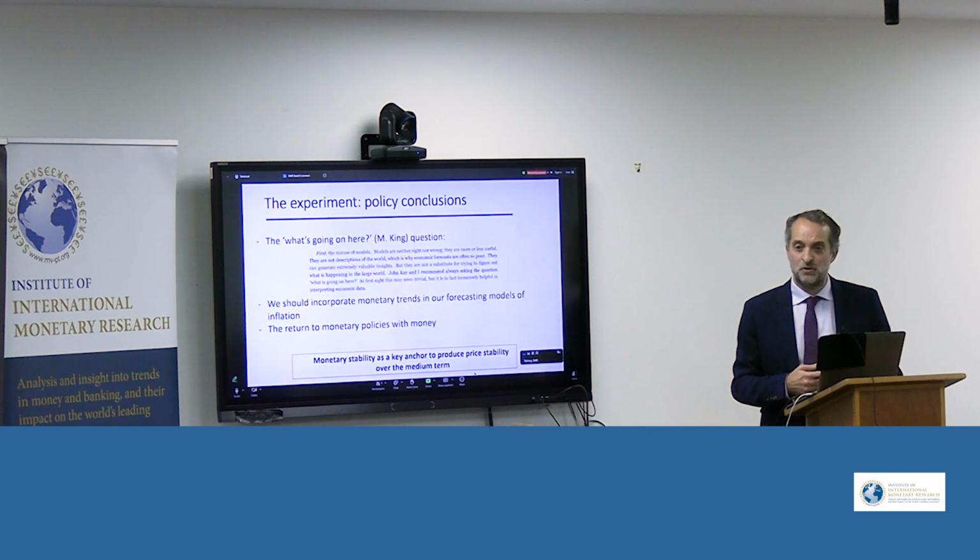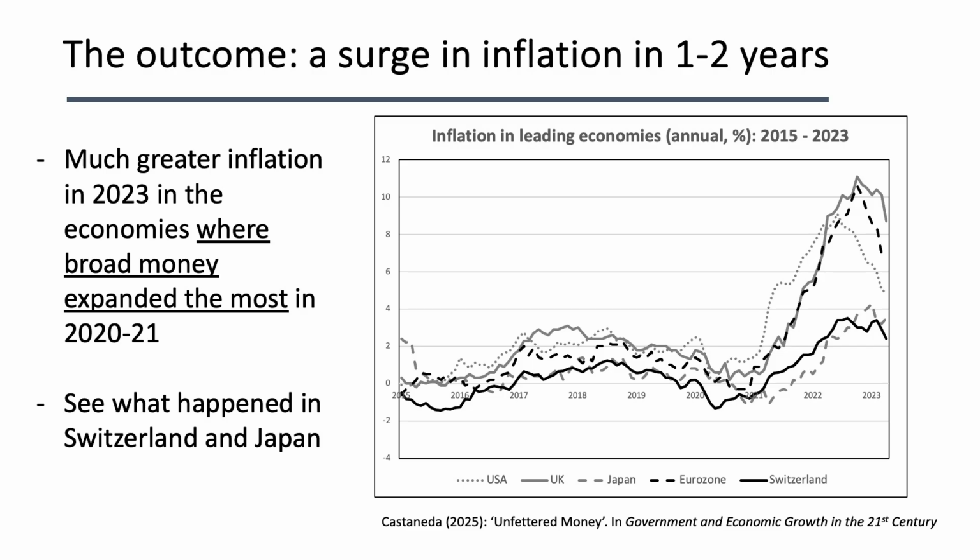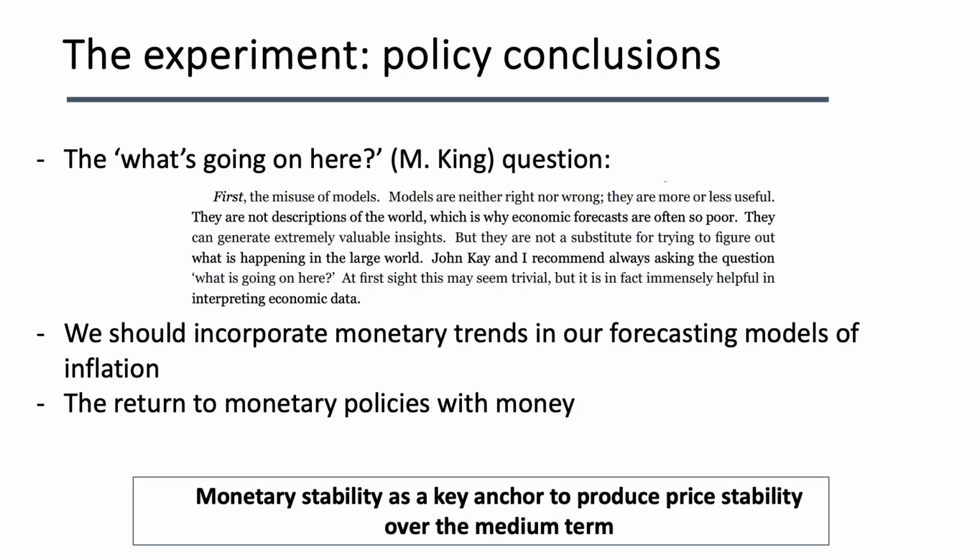So what are the policy conclusions? And I end with this. We need to go back to something that the former governor of the Bank of England said years ago in one of his books, the "what's going on here" question. Just quoting Mervyn King, he was referring to the misuse of economic modeling in making monetary policy decisions.